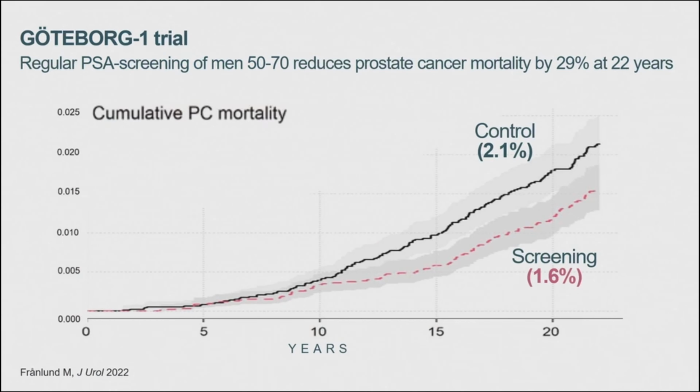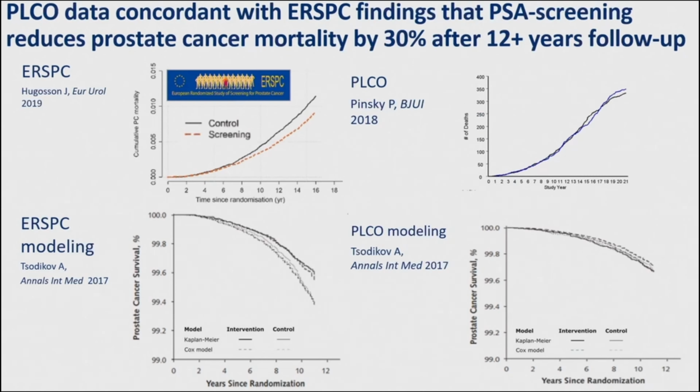And we know from the trials in Sweden and in Europe, and I've been an investigator of these, this is the Göteborg 1 trial, where we did regular PSA testing every 2 years, men 50 to 70. We know that that reduces prostate cancer mortality. So screening works. And we see the same thing in the European ERSPC trial, and also in the PLCO trial.